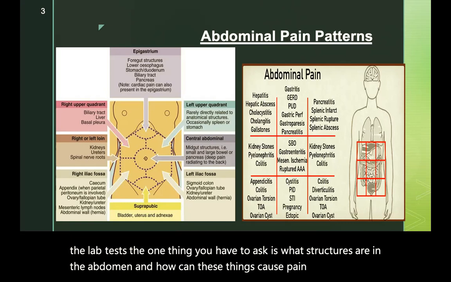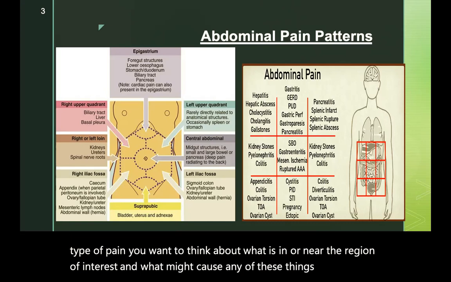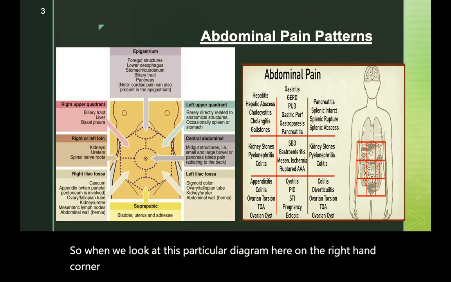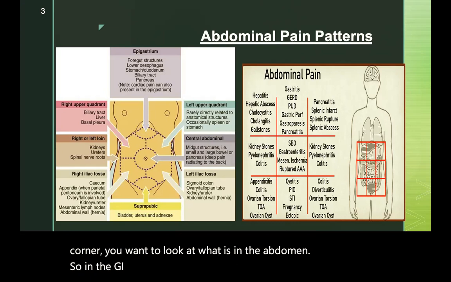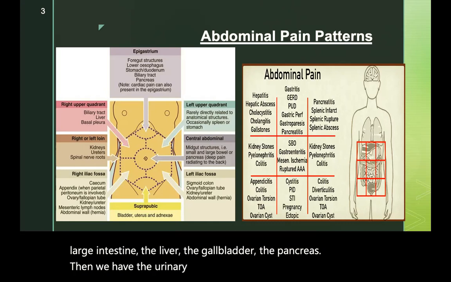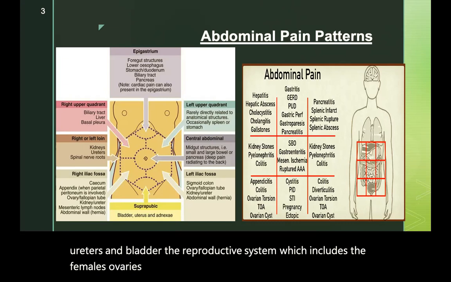So with any type of pain, you want to think about what is in or near the region of interest and what might cause any of these things to be painful. When we look at this particular diagram here on the right-hand corner, you want to look at what is in the abdomen. In the GI system, we have the stomach, the small intestine, the large intestine, the liver, the gallbladder, the pancreas. Then we have the urinary system, which includes the kidneys, ureters, and the bladder. The reproductive system includes the female's ovaries, uterus, and the male's testes.